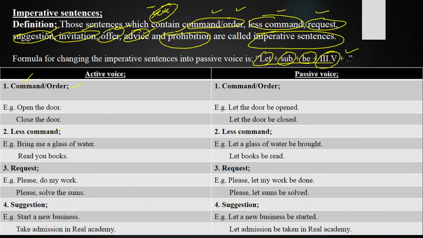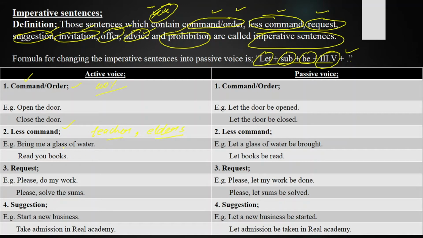The second kind of sentence is less command. Command is used when you have full, 100% authority and you are asking someone to do that action. A command can be given by parents or by the owner, the one who has full authority, like an owner to a servant. A less command is used by your teachers and can be used by your elders, etc. Suppose I say, bring me a glass of water, that is a less command.